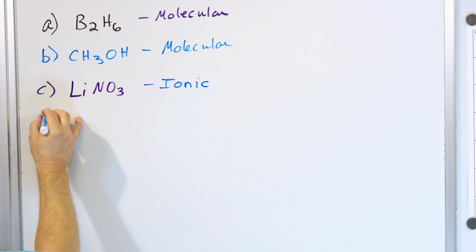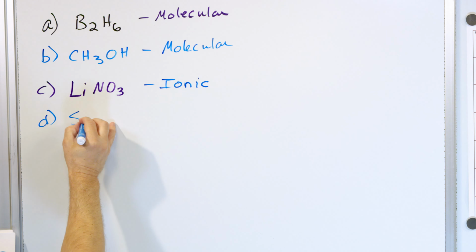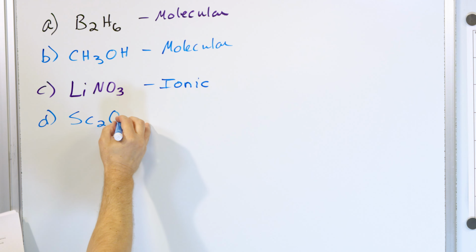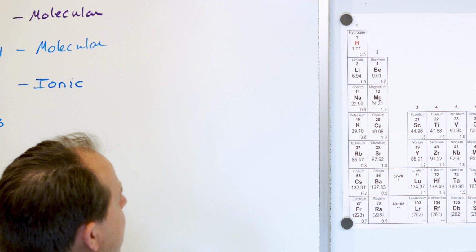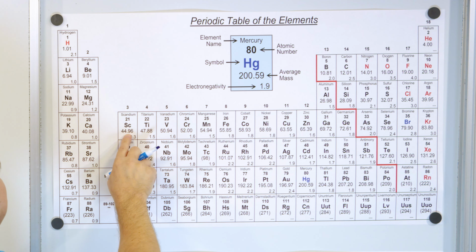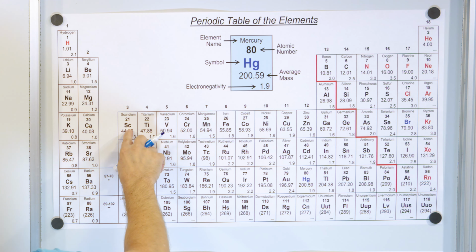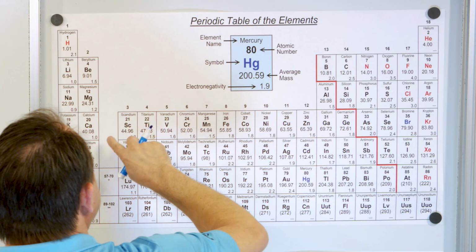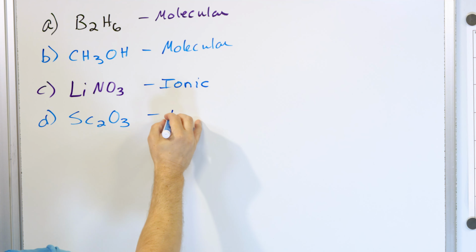Let's take a look at D. D is Sc2O3. All right, Sc is scandium right here. That's a metal. It's in the transition metal area. And then we have oxygen over on the right. So it's metal plus nonmetal, so this is ionic.